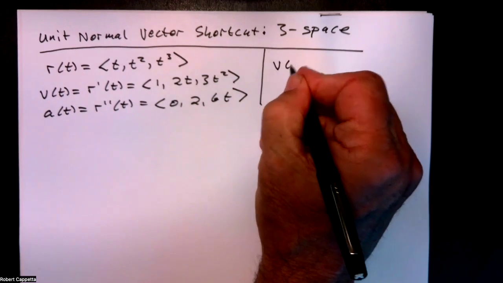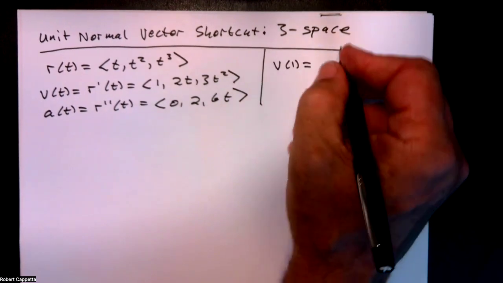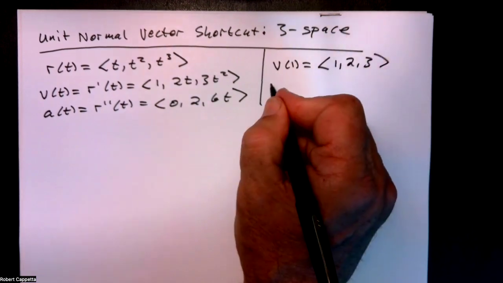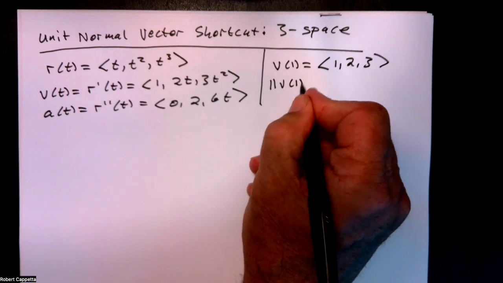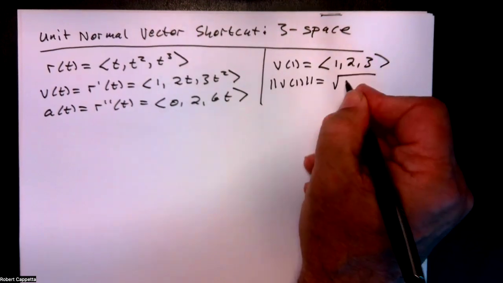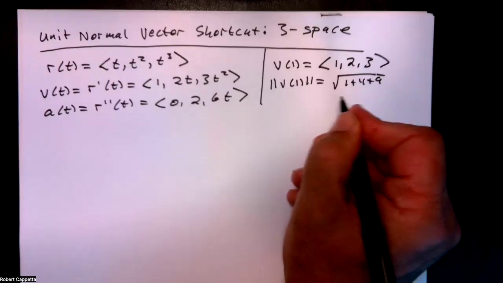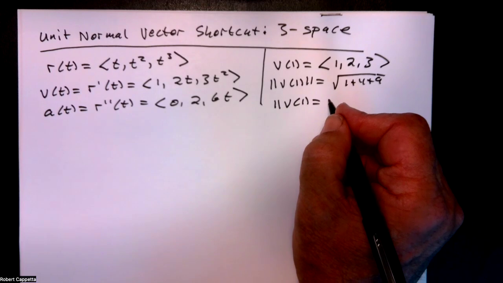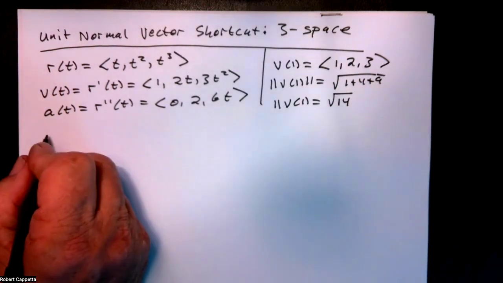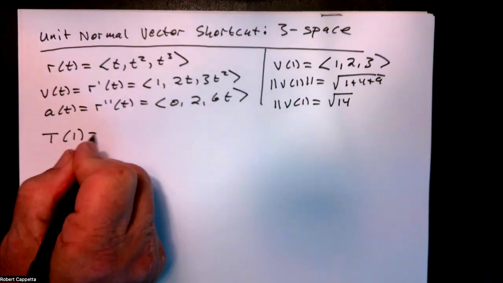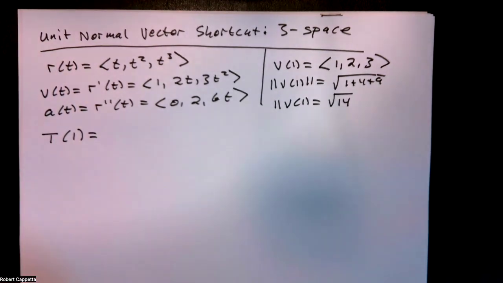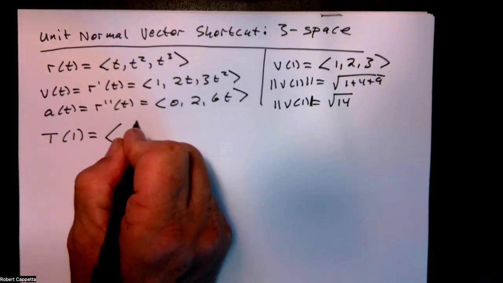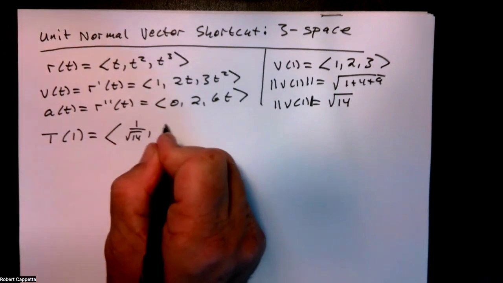For our discussions, though, we're interested in what's happening at 1. So what is v of 1? V of 1 is 1, 2, 3. How about the magnitude of v of 1? It's the square root of 1 plus 4 plus 9. So the magnitude of v of 1 is root 14. Well, that gives me T of 1, right? T of 1, of course, is velocity divided by speed. So that's 1 over root 14, 2 over root 14, 3 over root 14.